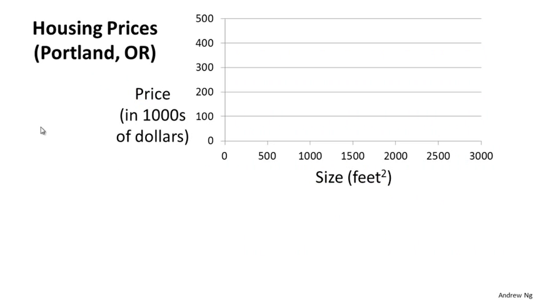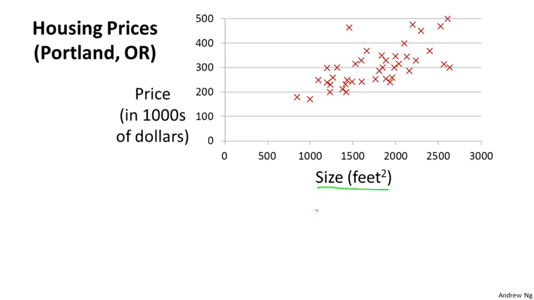We're going to use a data set of housing prices from the city of Portland, Oregon, and here I'm going to plot my data set of a number of houses of different sizes that were sold for a range of different prices. Let's say that given this data set, you have a friend that's trying to sell a house, and your friend's house is of size 1,250 square feet, and you want to tell them how much they might be able to sell the house for.